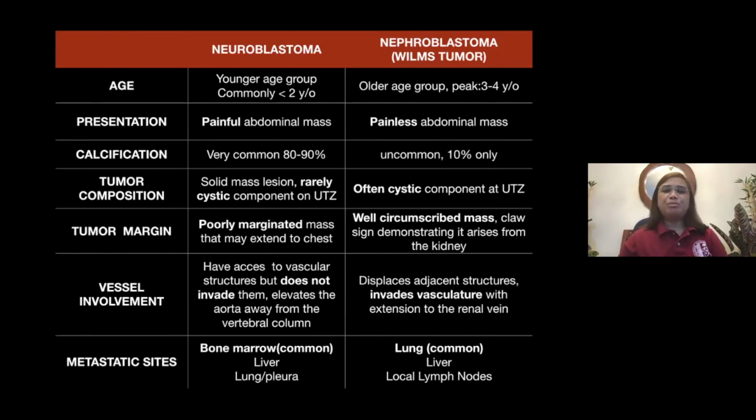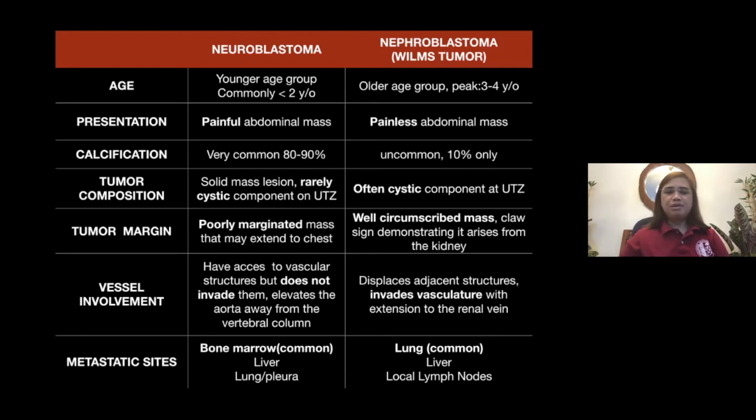For the age, neuroblastoma occurs at a younger age, and neuroblastoma has a painful abdominal mass, whereas nephroblastoma or Wilms tumor has a painless abdominal mass. Calcification is very common for neuroblastoma, which is uncommon in Wilms tumor. The tumor composition of neuroblastoma is a solid mass lesion, rarely cystic, but Wilms tumor is often cystic. The tumor margin is poorly marginated for neuroblastoma and well circumscribed for Wilms tumor.